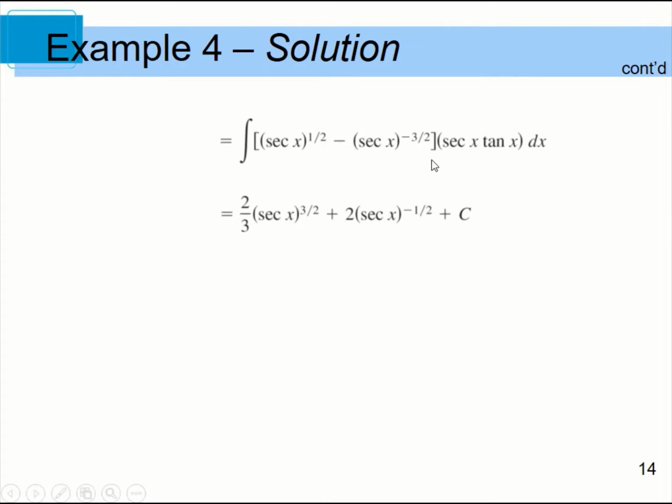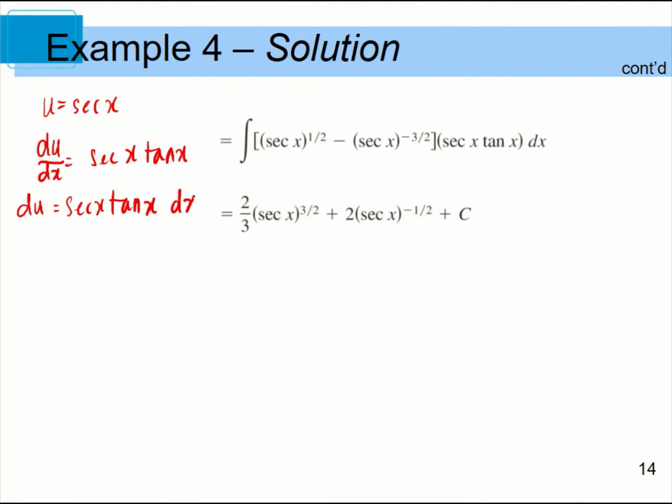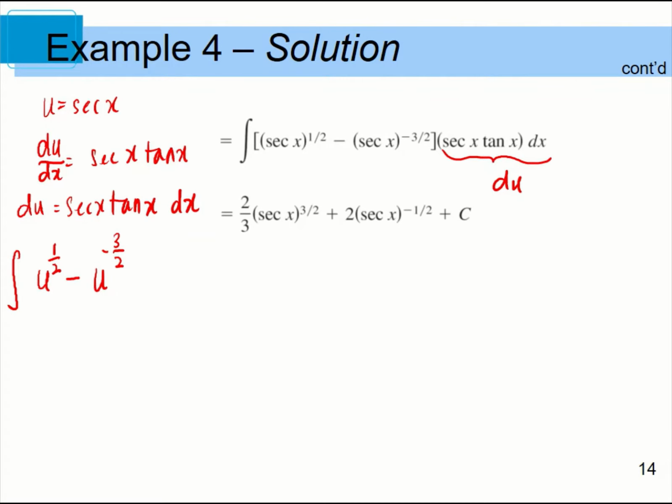So now by taking the secant x to be the u, we differentiate u with respect to x: du dx is secant x tangent x, and the du will be secant x tangent x multiplied by dx. So this one is actually the du. Now replace all this into the integral. So we have the integral of u to the power of half minus u to the power of negative 3 over 2, and this is du.